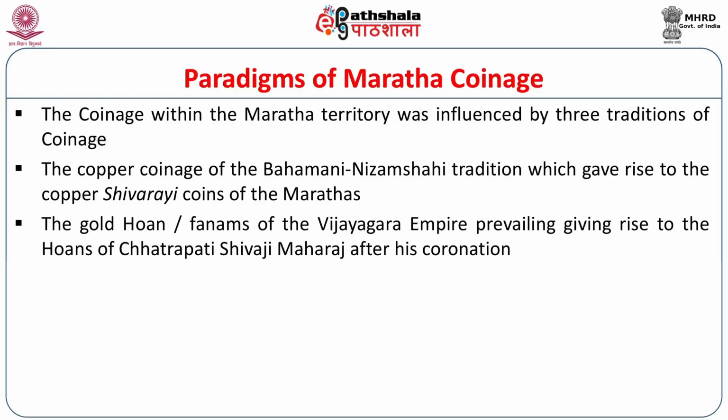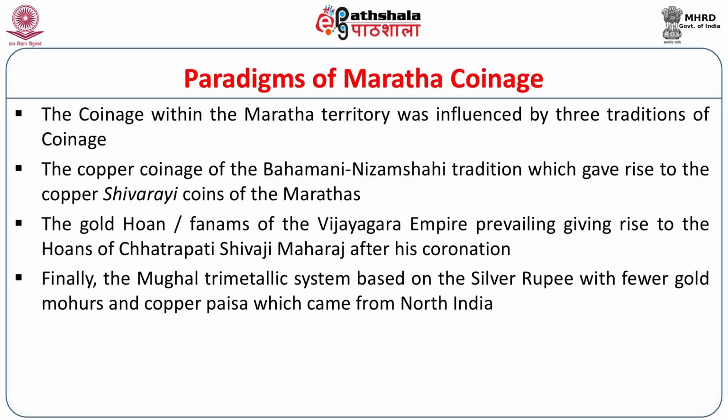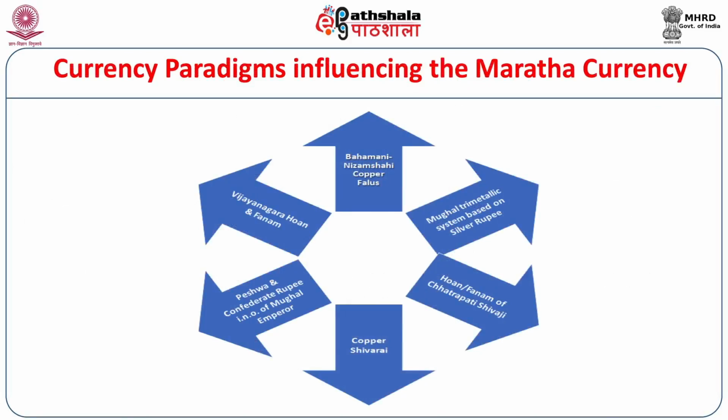This basically gave rise to, or rather influenced, the Huns of Chhatrapati Shivaji Maharaj, which he issued in 1674, just on the verge of his coronation at his capital, Raigad. And finally, in the later Maratha period, there was the Mughal system of trimetallic currency based on the silver rupee, but having its gold and copper units, which came from North India. This influenced the Peshwas to issue their own coins of Mughal types due to their prevalence in the region.